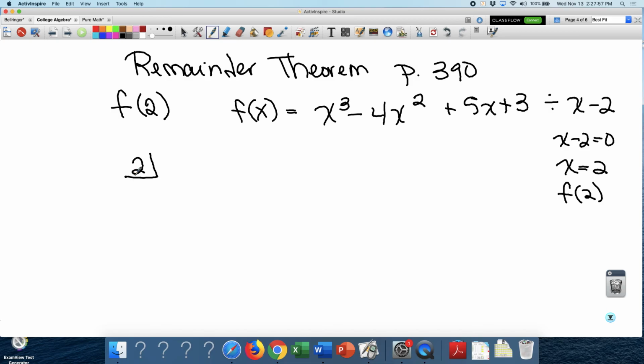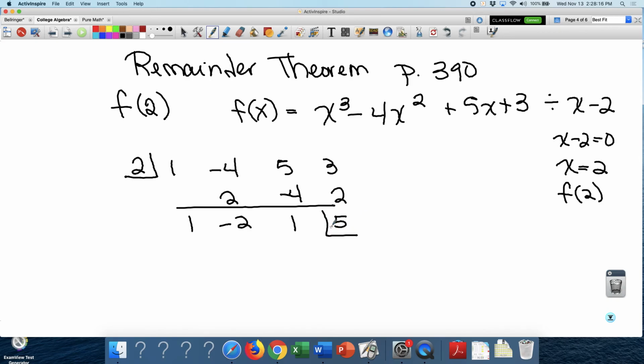Well, that's the same thing as saying this. So what we would have done is set up our synthetic division, brought it down, and this would be your remainder. But the remainder theorem is actually a shortcut to this. If 2 is x, I can put it in here. I can store x equals 2 on my calculator, and type in x cubed minus 4x squared plus 5x plus 3, and what I get out is the remainder.